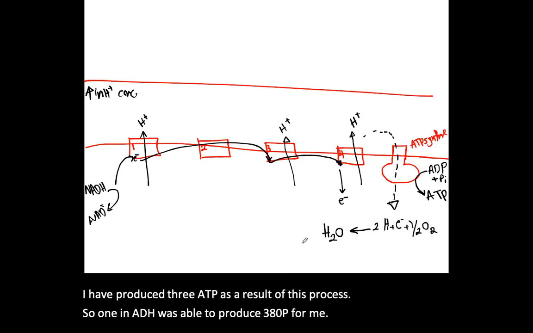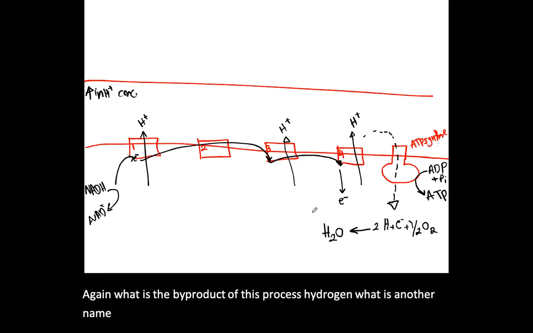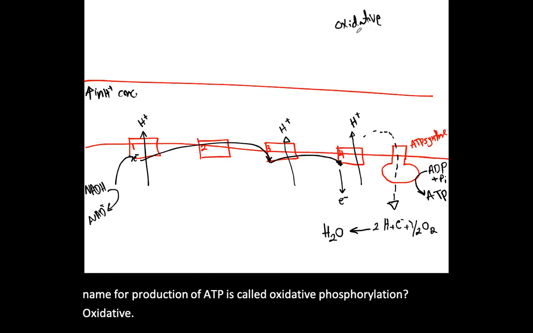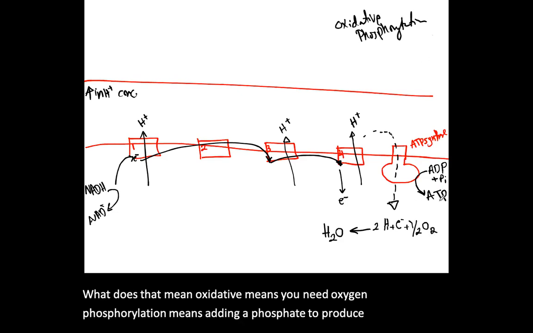Again, what is the byproduct of this process? Water. What is another name for production of ATP? It's called oxidative phosphorylation. Oxidative, right? Phosphorylation. What does that mean? Oxidative means you need oxygen. Phosphorylation means adding a phosphate to produce your ATP.